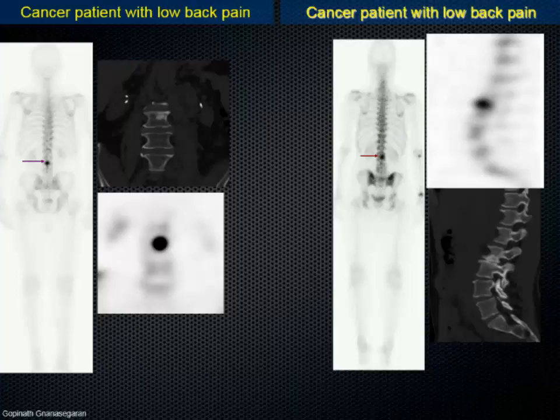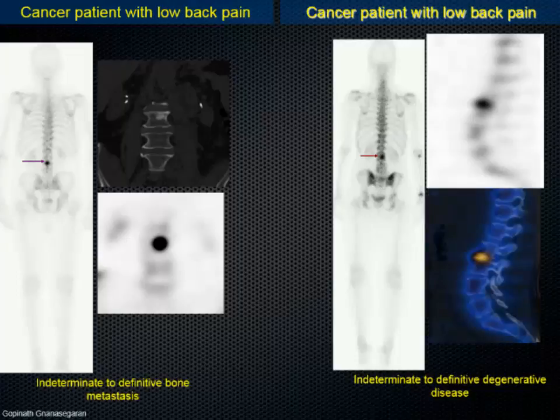So that was degenerative changes. There's a sclerotic lesion there. The first one turned out to be bone metastasis. The other one turned out to be degenerative disease. So it's like tossing a coin, 50%. You can be right, you can be wrong without SPECT CT. But with SPECT CT, 100% of the time, you will get a definitive diagnosis.